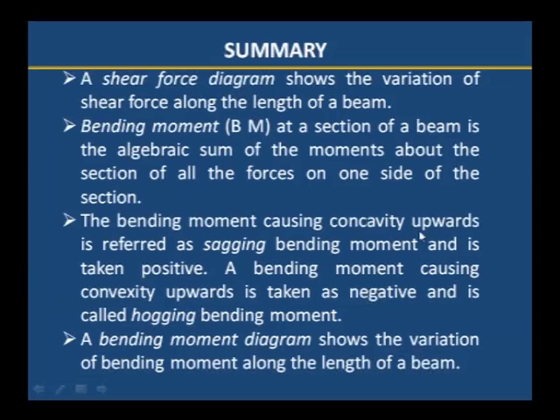The bending moment causing concavity upward is referred to as sagging bending moment and is taken as positive. Sagging bending moment is taken as positive. A bending moment causing convexity upward is taken as negative. It is called the hogging bending moment. A sagging bending moment occurs in the simply supported beam. Hogging bending moment occurs in the cantilever beam. A bending moment diagram shows the variation of bending moment along the length of the beam.